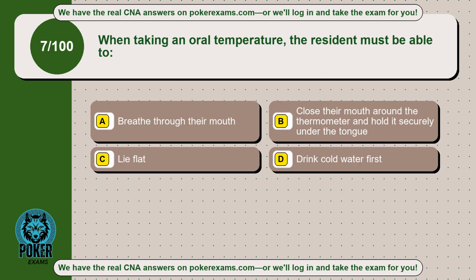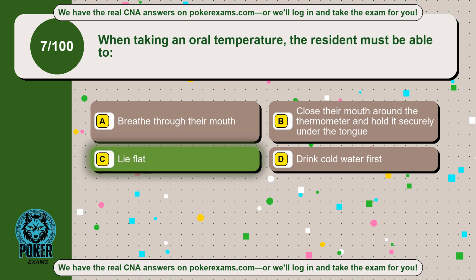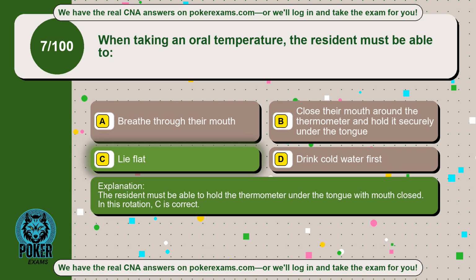Question 7. When taking an oral temperature, the resident must be able to: Option A, breathe through their mouth. Option B, close their mouth around the thermometer and hold it securely under the tongue. Option C, lie flat. Option D, drink cold water first. The correct answer is option C, lie flat. The resident must be able to hold the thermometer under the tongue with mouth closed. In this rotation, C is correct.